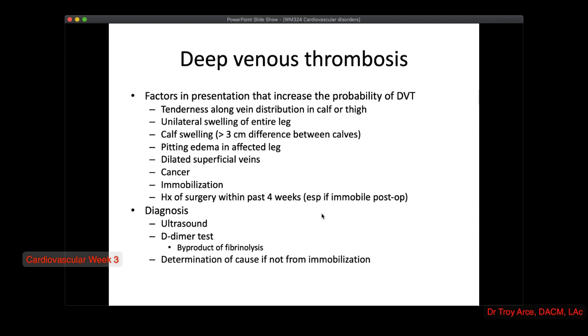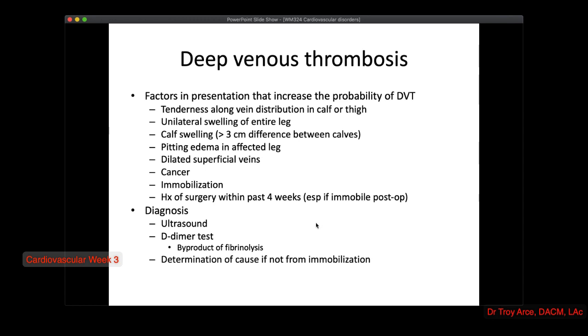Factors in presentation that increase the probability of DVT: tenderness along vein distribution in the calf or thigh, unilateral swelling of the entire leg, calf swelling greater than 3 centimeters difference between calves, pitting edema in the affected leg. Yeah, that's something I didn't know before. So there's your pitting edema again. Dilated superficial veins, and cancer. Immobilization, history of surgery within the past 4 weeks.